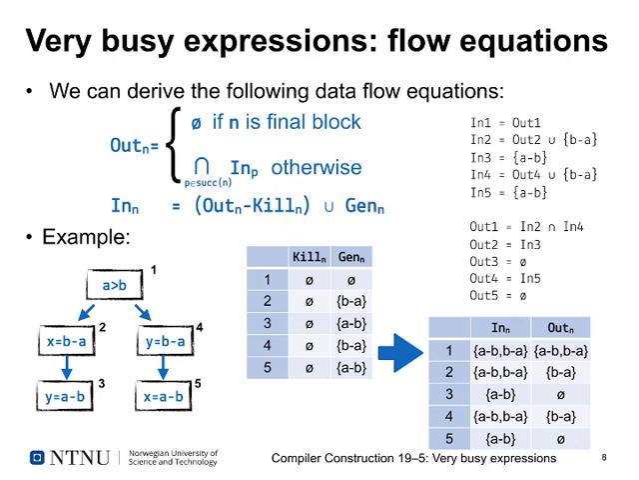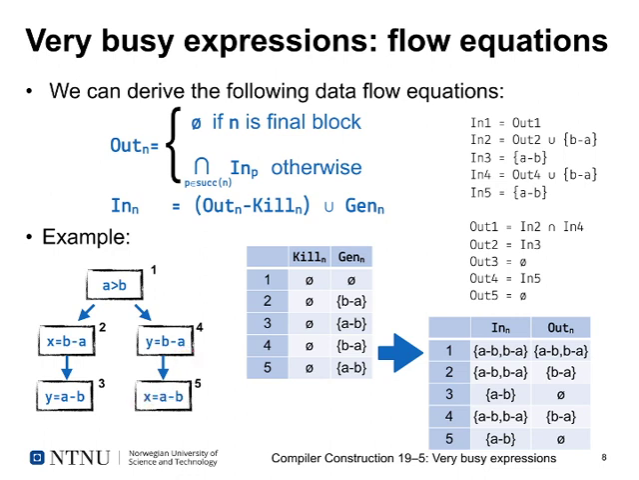So here again we have an example. We have an if expression again: a is greater than b in block 1. If yes, we calculate x equals b minus a and y equals a minus b. And if it's false, we do it the other way around. We calculate y equals b minus a and x equals a minus b.